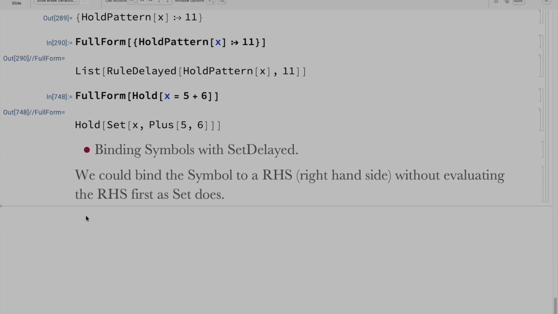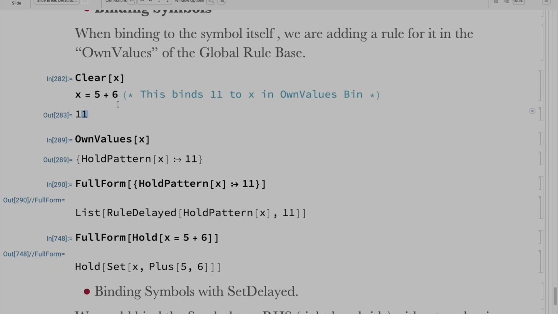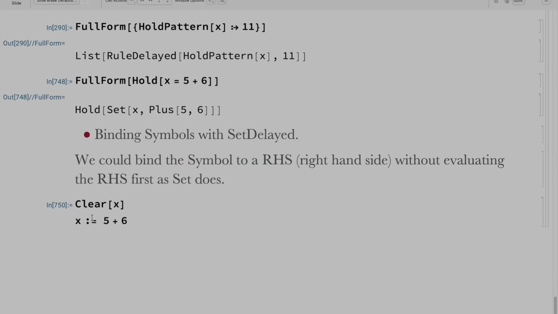So if I go back here and say Clear X to make sure X is cleared, and then I say X SetDelayed. SetDelayed is represented by a colon and then the equal sign. And then I do 5 plus 6, and then shift enter. Previously, I got 11 because 5 plus 6 was evaluated. Here I get nothing because 5 plus 6 is not evaluated.